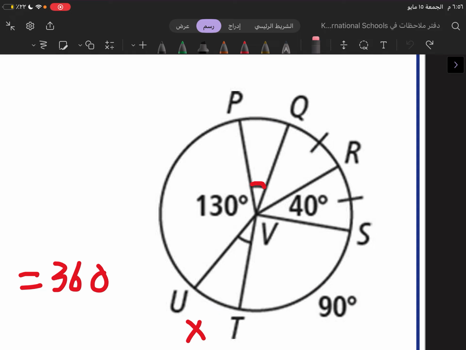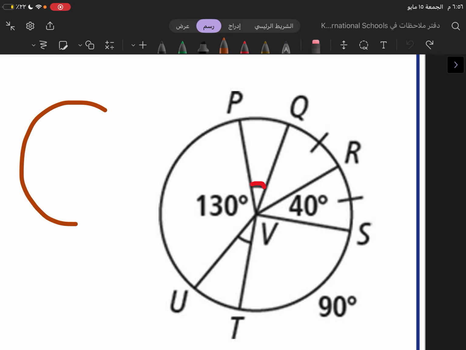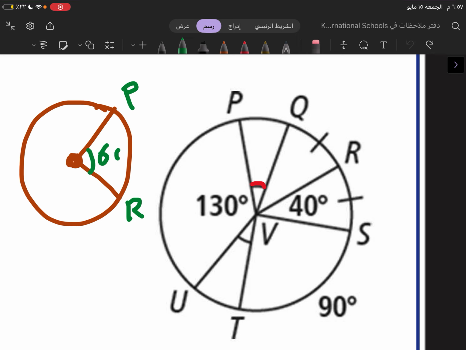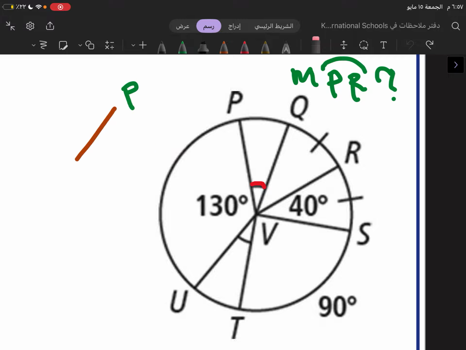I hope so. Okay, so in this part of the lesson, you have to know that if you have a circle with its center, and you have arc PR, for example, and this angle is 60, and it asks you what is the measure of arc PR, see, this is the question. The answer must be 60. Easy, yes? Okay.